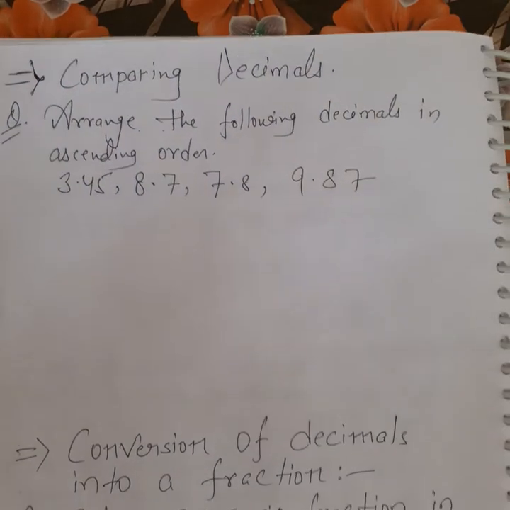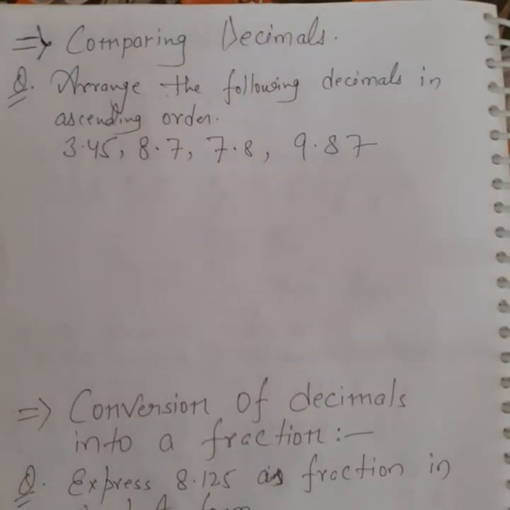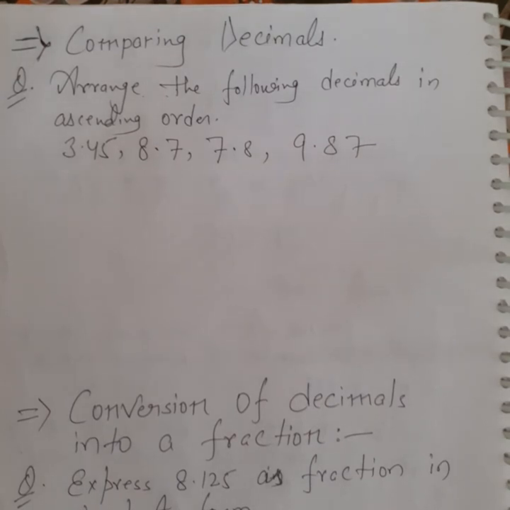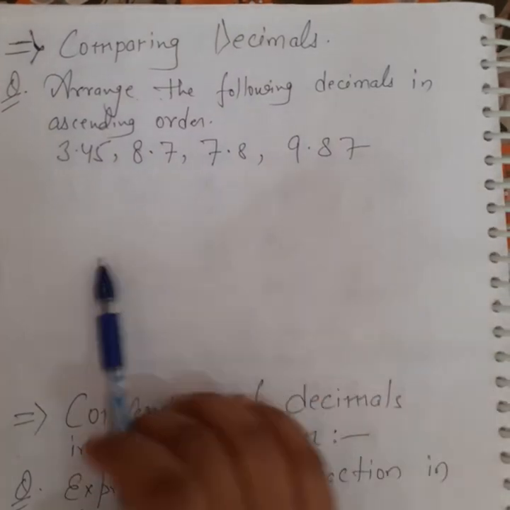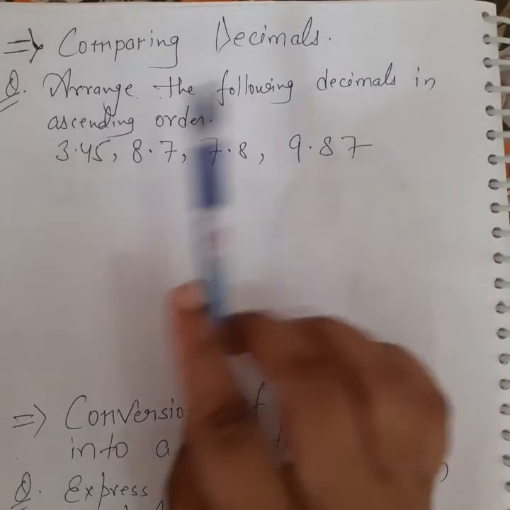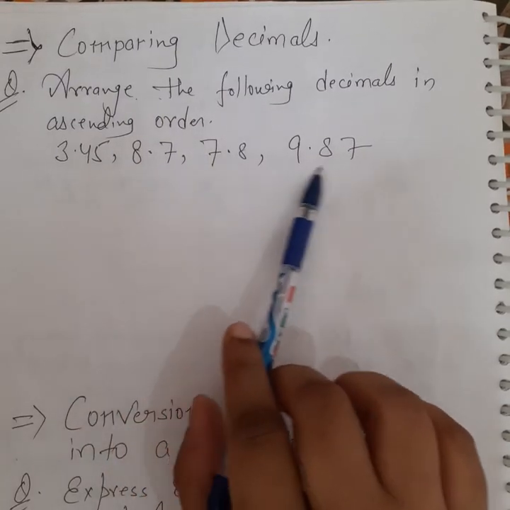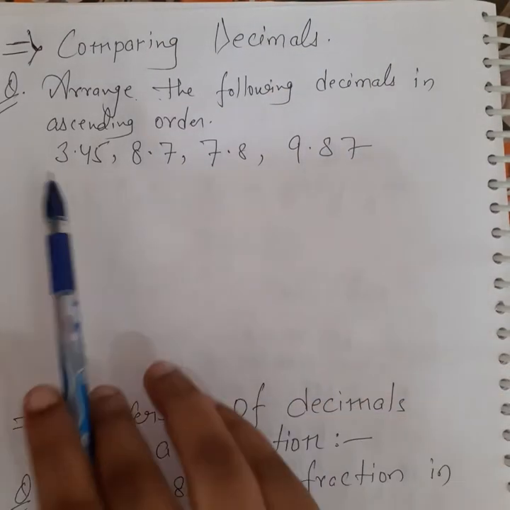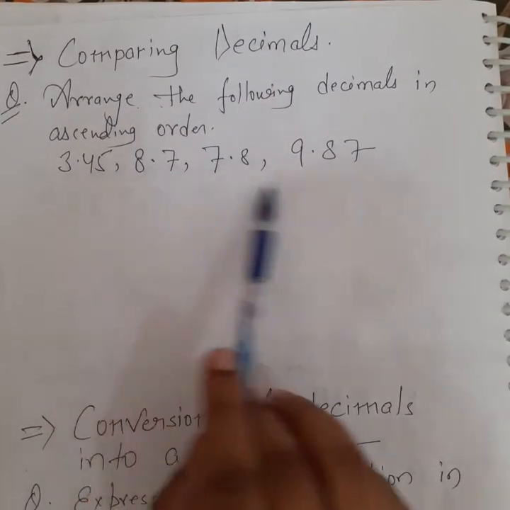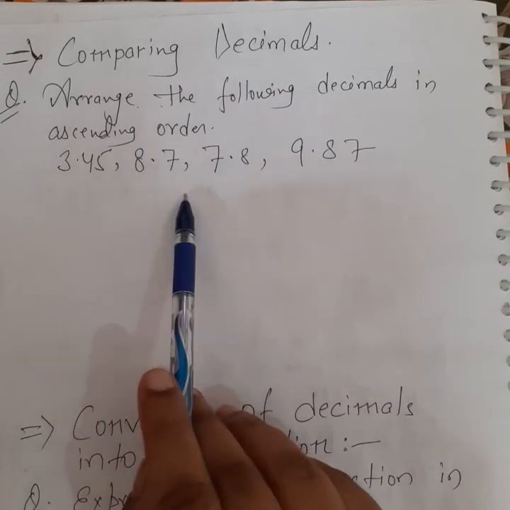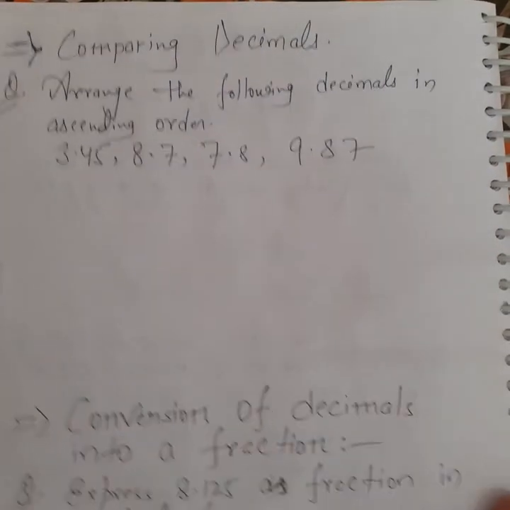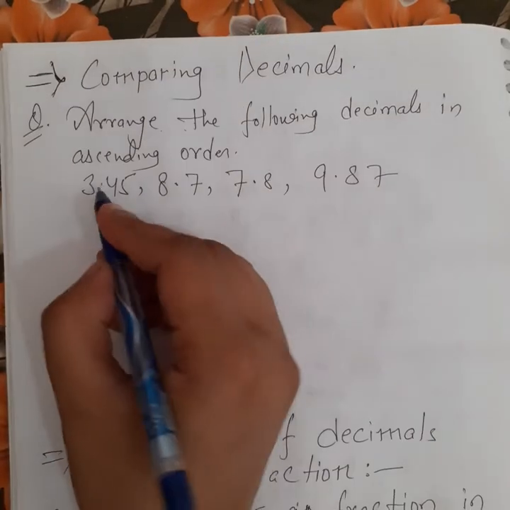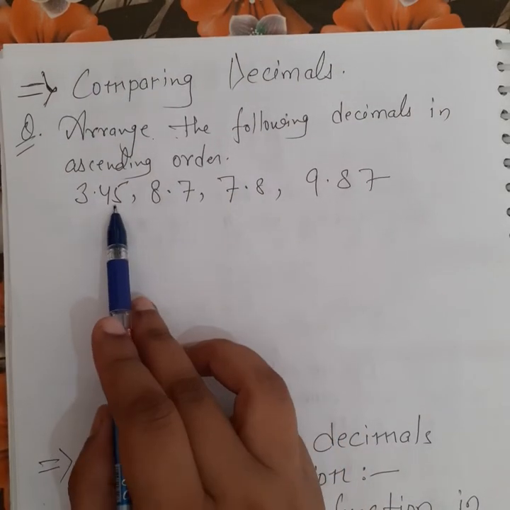After that we learned how to compare decimals. For comparing decimals, we first have to change the unlike decimals into like decimals. Here we have one example: arrange the following decimals in ascending order. Now we see that these are unlike decimals, so first we have to change all the decimals into like decimals. The maximum decimal place is 2.